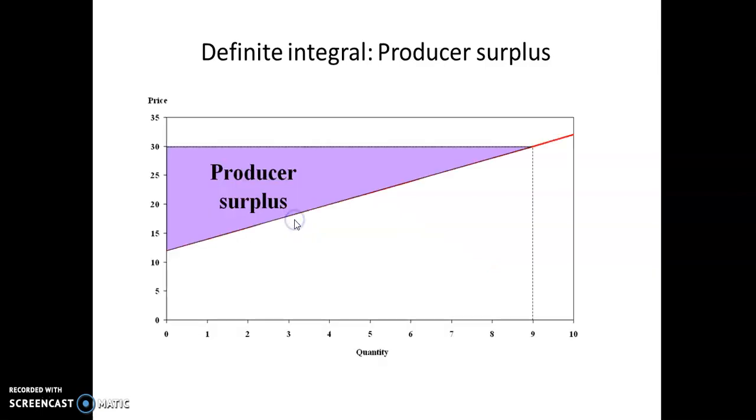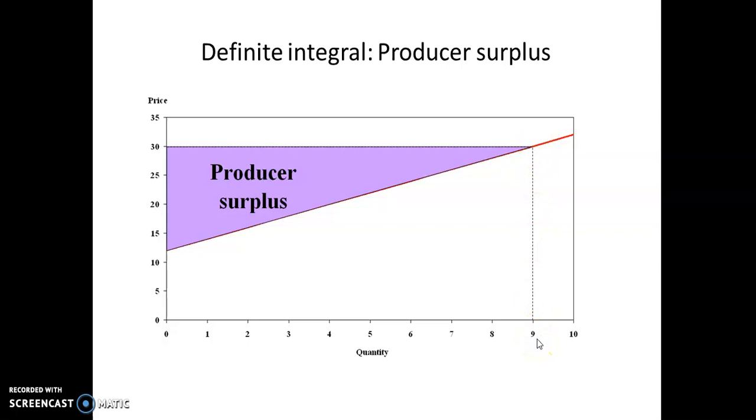So again, I'm going to skip ahead to the diagram. And again, this is a linear application before we look at a non-linear application. Now with producer surplus, you know that it is the area above the supply curve, but below the price line. Right, so this is your producer surplus. We'll have a look at the function in a moment, but you can see that the price is 30 and the vertical intercept, I'm not quite sure what this value is, but we'll see that in a moment. And you can see that the quantity is 9.